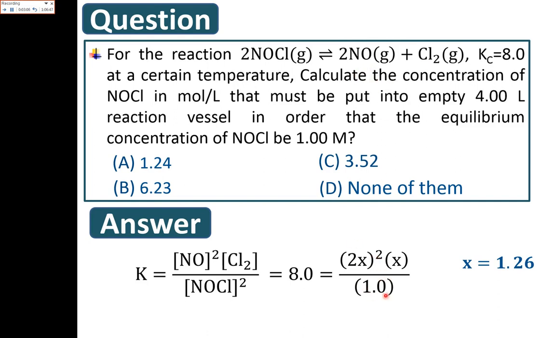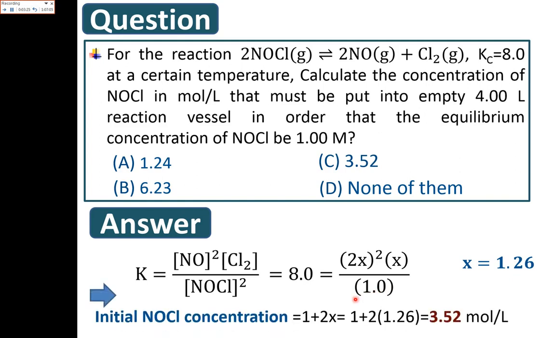How about the initial concentration of A? As I said, the equilibrium concentration of NOCl is supposed to be A minus 2x. So we will have the equation A minus 2x equals 1. So we'll solve this to find A, the initial NOCl concentration, which equals 1 plus 2x. And the x is calculated from here, so the initial concentration will be 3.52 mole per liter. So the correct answer will be number C.